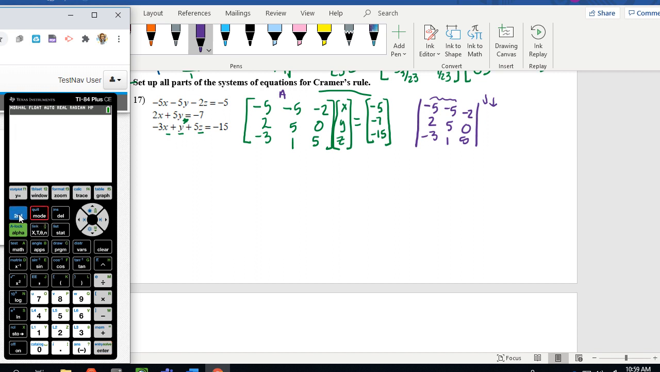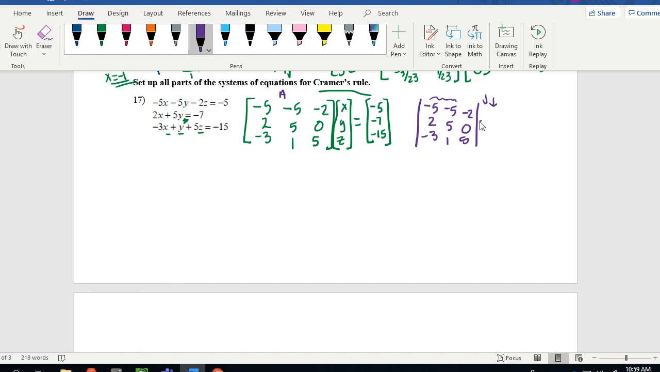I can just tell it to find the determinant of this matrix. So you go second matrix, math, 1, determinant of matrix A. To tell it to do matrix A, second matrix A. So close parentheses, enter. There, it's -109. All right, so I know that this is part of every setup.